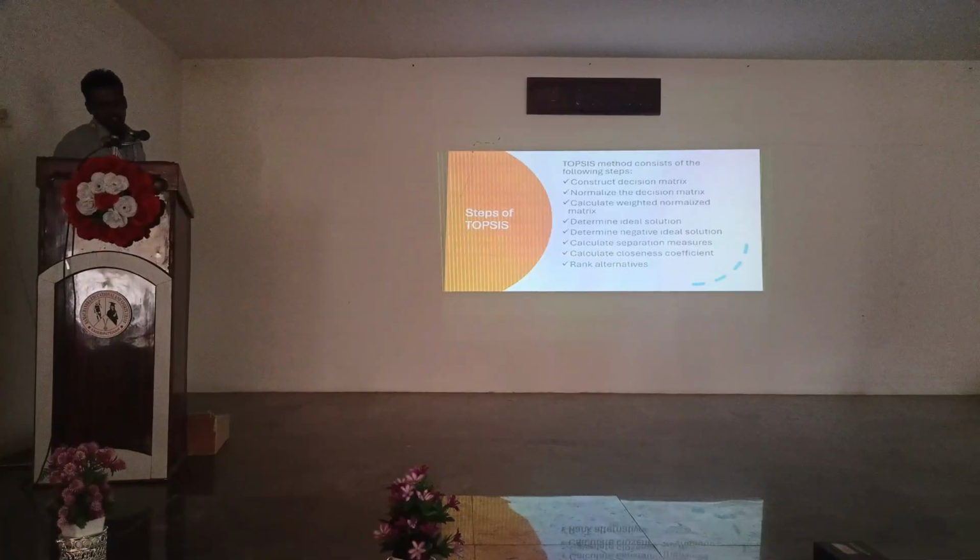Next, steps of TOPSIS. The TOPSIS method follows several steps. First, we construct the decision matrix using the data set. Next, the matrix is normalized to bring all values to a comparable scale. Then a weighted normalized matrix is calculated, after which the positive ideal solution and negative ideal solution are determined. Finally, we calculate the separation measures and the closeness coefficient, which help rank the alternatives.